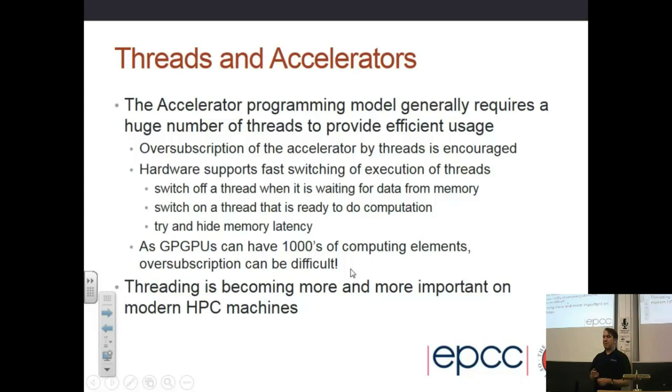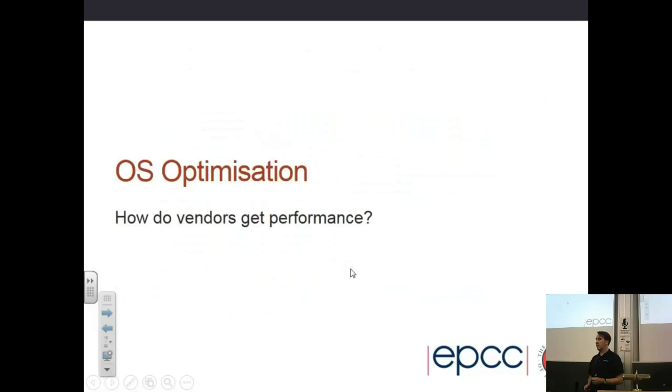So the way you get parallelism on a graphics processor, we'll cover this in more detail in week 4, is you throw thousands and thousands of threads at the graphics processor, which itself has hundreds or thousands of physical cores, and it will manage all that for you. Threading is becoming more and more important on modern HPC machines for two reasons. One is accelerators, one is the size of the nodes, and I'll come back to that. But that's just to look ahead to the accelerators.